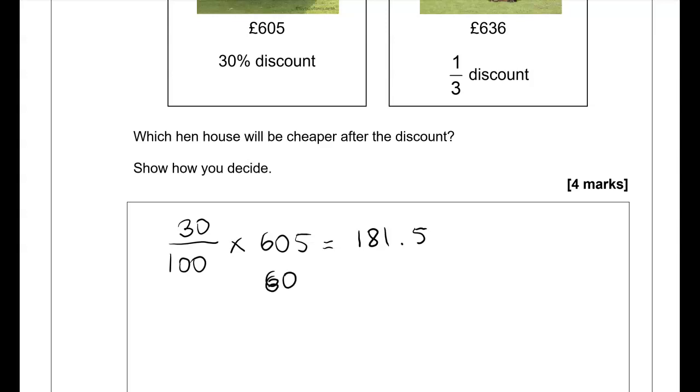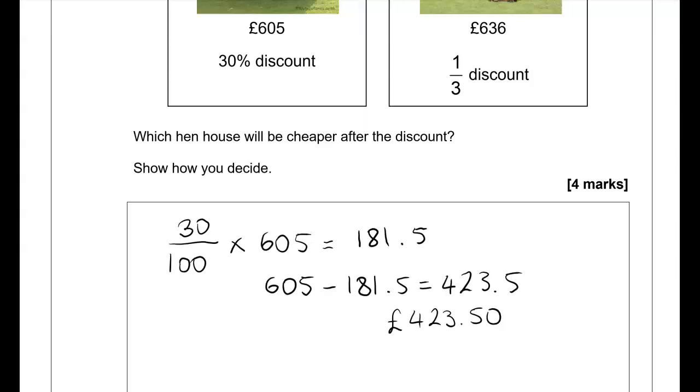So 605, take away 181.5, gives us 423.5, which in terms of money is £423.50.